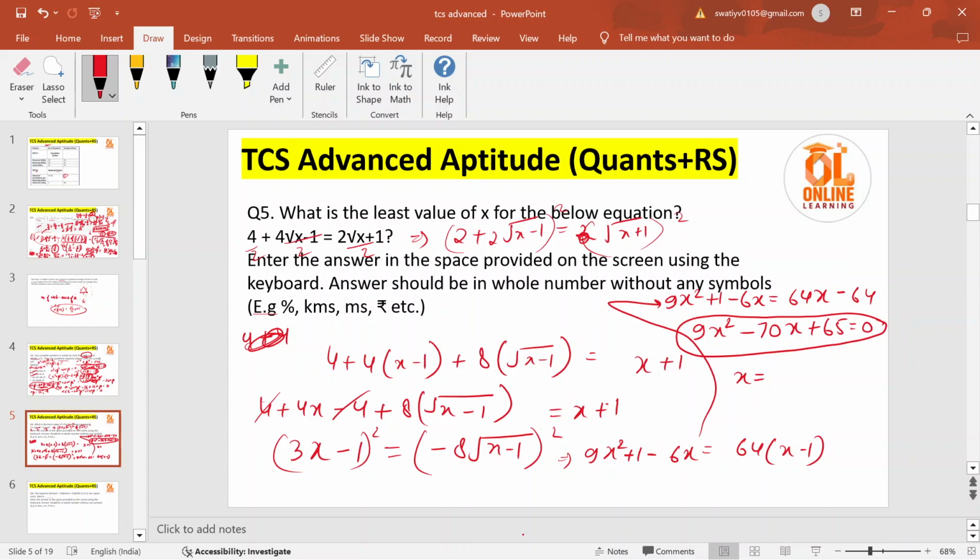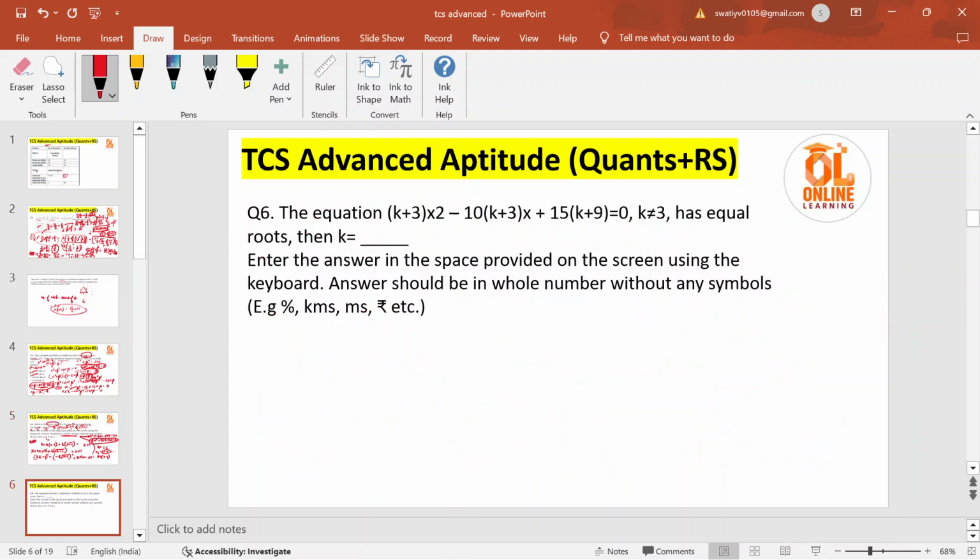So guys, if you solve, you will get two values of x. Firstly, you have to give the answer as a whole number. You will get two values, one will be 6.6 something and the other will be 1.0 something. Now what the question has asked, you have to give the least value, so 1 becomes your answer. So the answer to this question is 1.